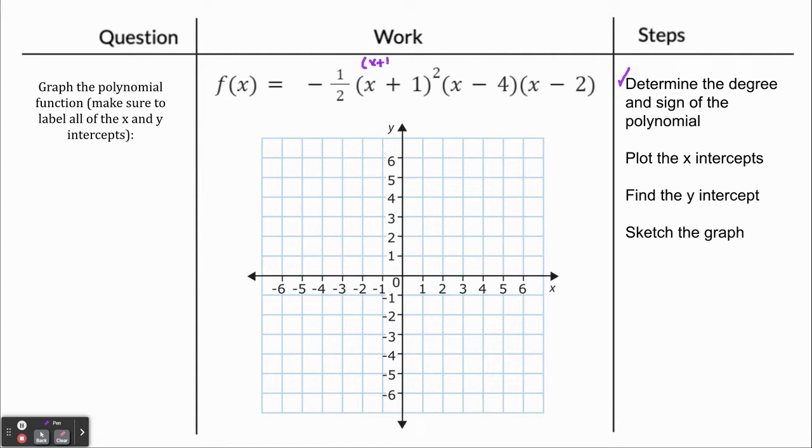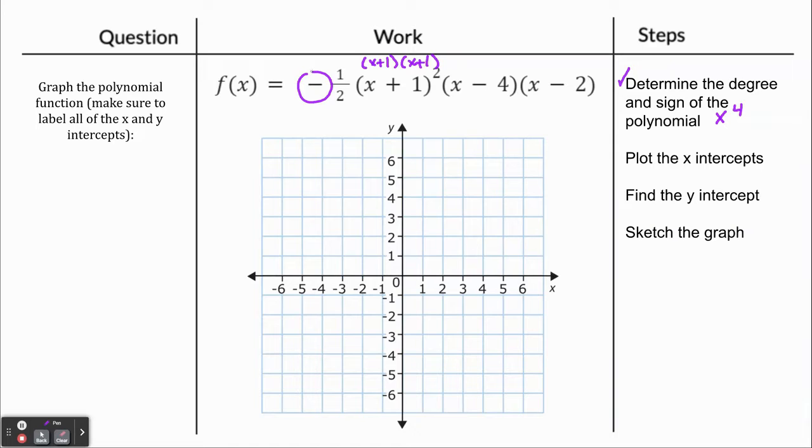I know that that is x plus 1 times x plus 1. So if I want to count up the degree here, I know it's going to be x to the power of 1, x to the power of 2, x to the power of 3, and x to the power of 4. So my degree is 4, and my sign is negative.